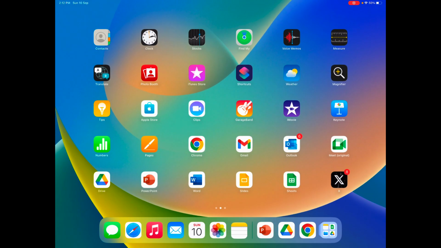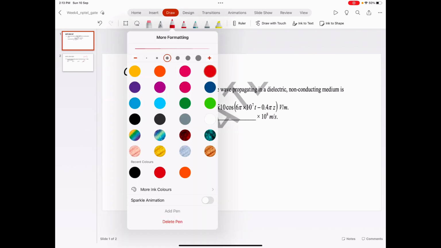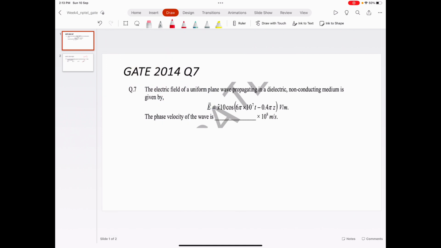So let's see this particular question again. E is equal to this, and for this particular wave the phase velocity comes out to be 1.5. So let me write it: 1.5. This is the answer.